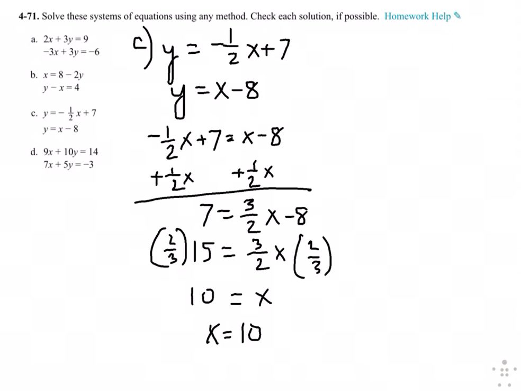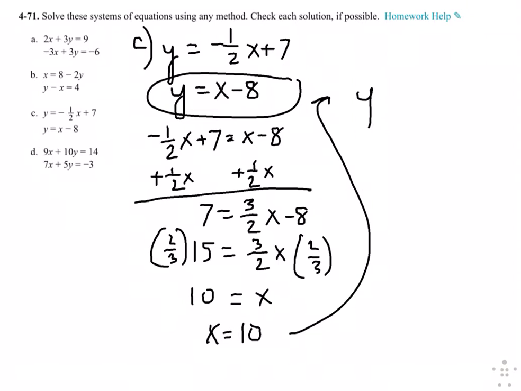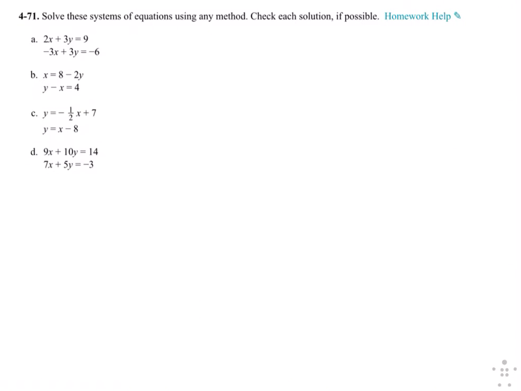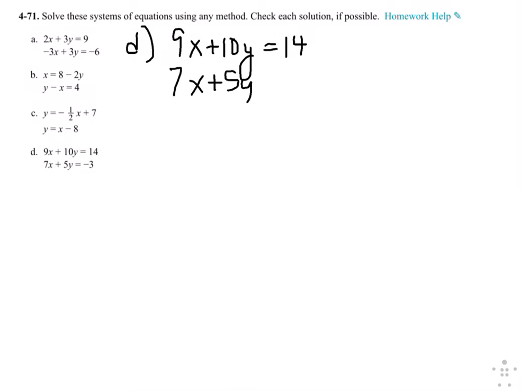And then we have to go and substitute in. I'll substitute into that one. So we get y equals 10 minus 8. y equals 2. So we get (10, 2) as the ordered pair. And the last one, D, let's make some space. D, we have 9x plus 10y equals 14. And the other one is 7x plus 5y equals negative 3.